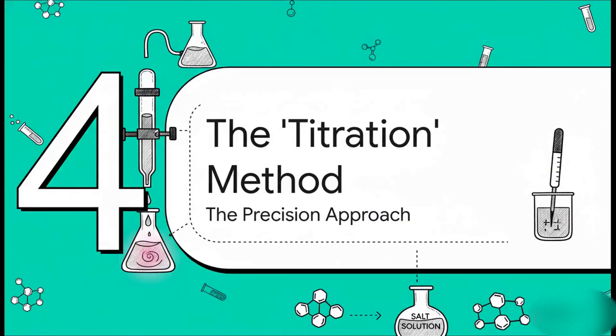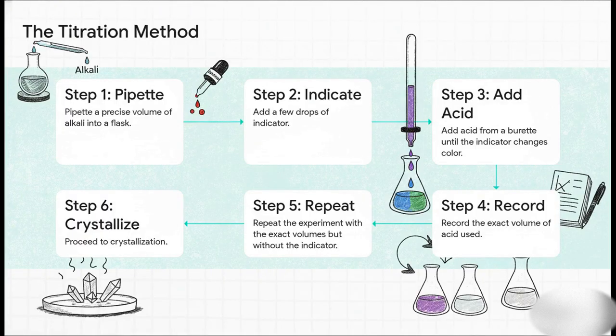And that brings us to the world of titration. This is the precision approach. It's one of the most classic and honestly elegant techniques in all of chemistry. So with this one, you can't be messy. You use a pipette to measure out an exact amount of your soluble base, your alkali.